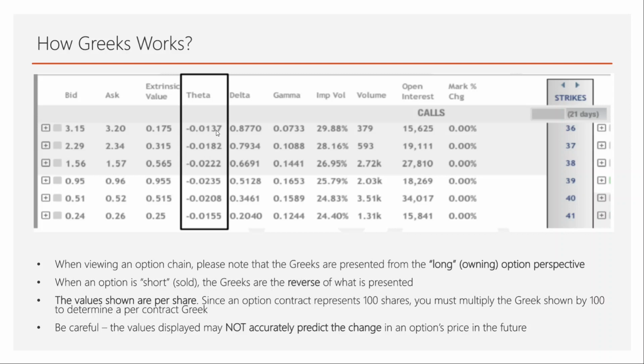So this information, this theta, delta, gamma, vega, all this will not help us forecast the stock in the future. This will help us determine whether we need to buy a call or sell a call, whether we need to buy a put or sell a put.